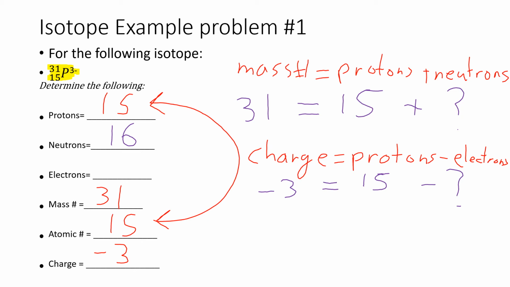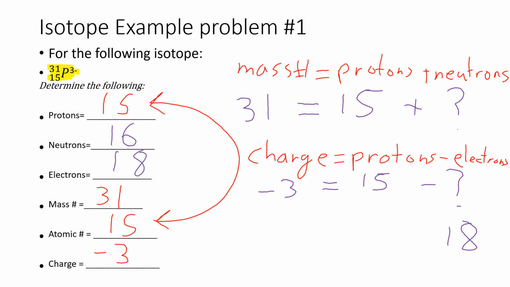And there's a couple different ways of going about it. You could do the little algebra problem we have set up here. -3 equals 15 minus what? So 15 minus what gives you -3. You could determine that that's going to be 18.